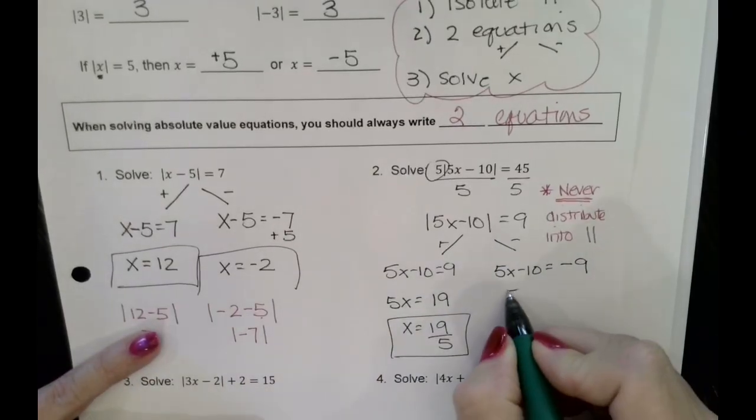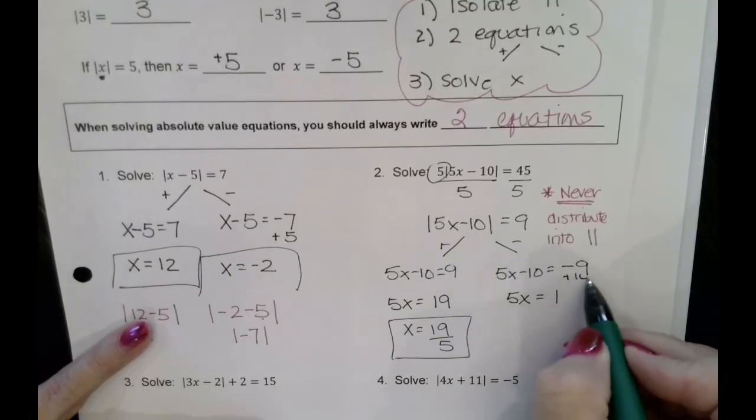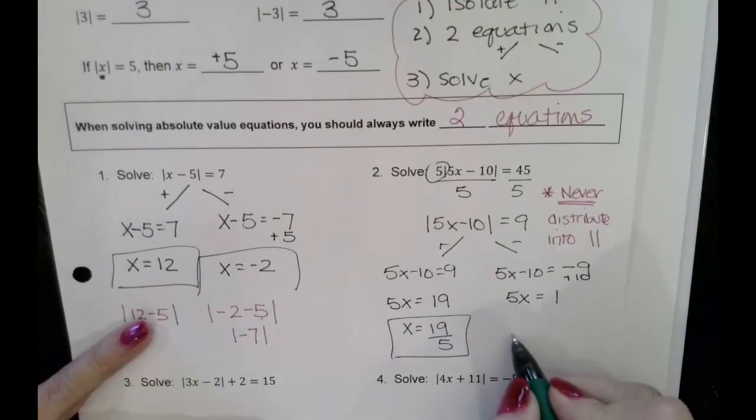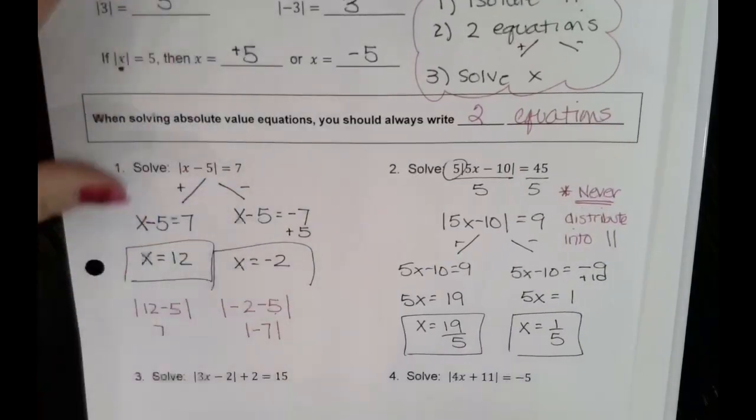So now I go the other way. So I have 5x is going to equal 1 because I'm going to add 10. So I have negative 9 plus 10. So x is going to be 1/5. Okay.